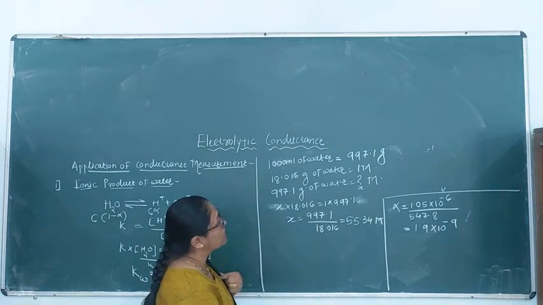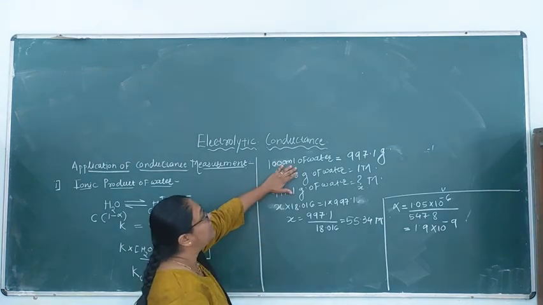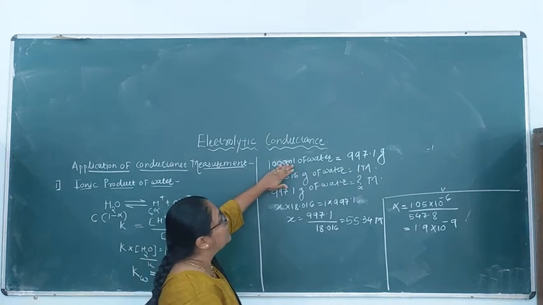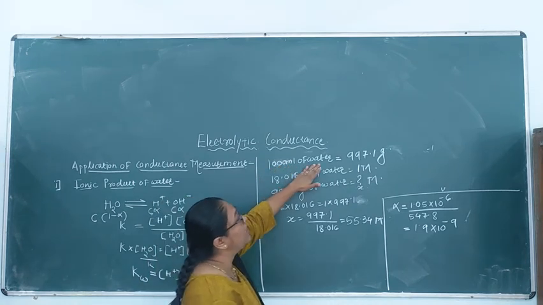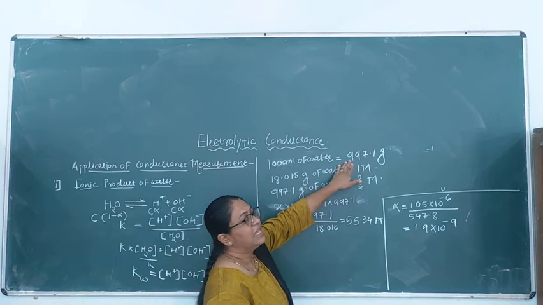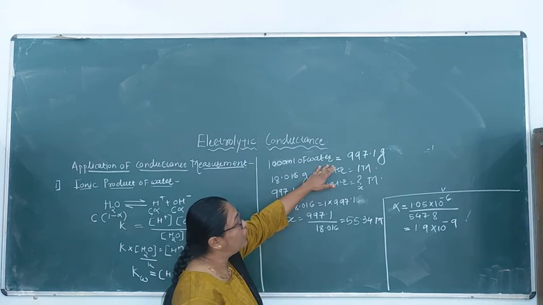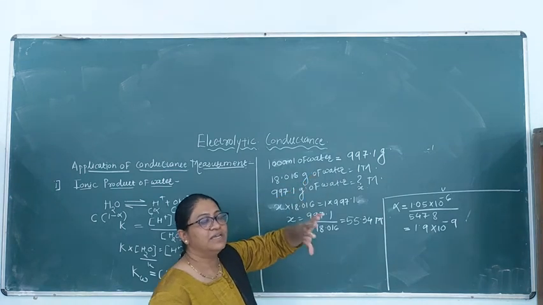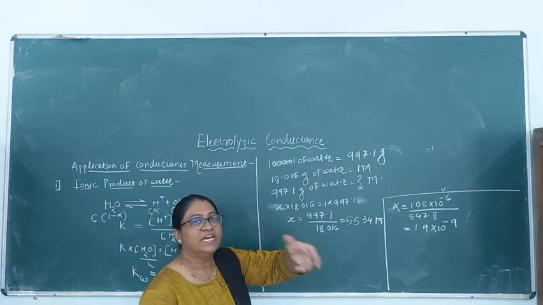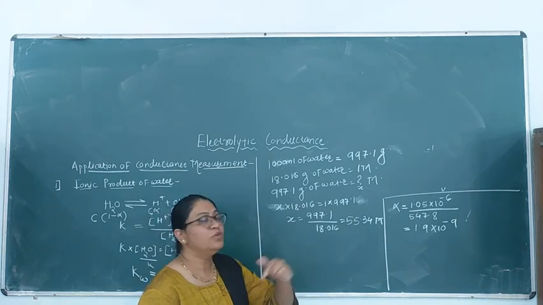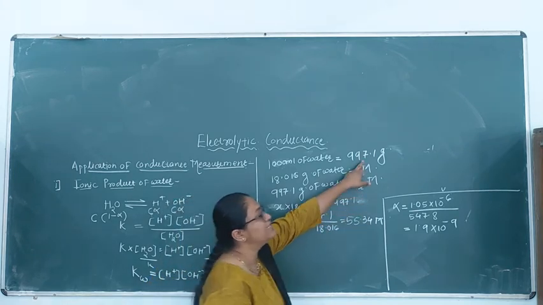How did we find the concentration? I will tell you again. We have taken 1000 ml of water, that means 1 liter of water. And the weight of 1000 ml of water is nothing but 997.1 gram. How can we calculate this? From the density, weight and volume relation. Density is equal to weight by volume. We know density, we know volume, therefore we calculate its weight.